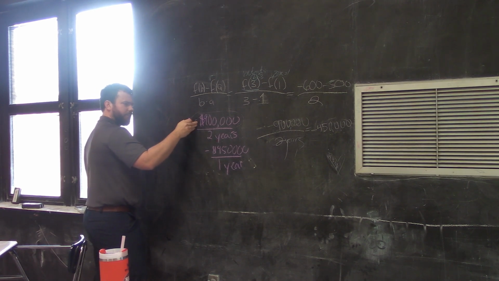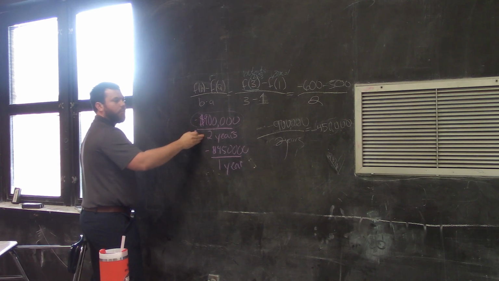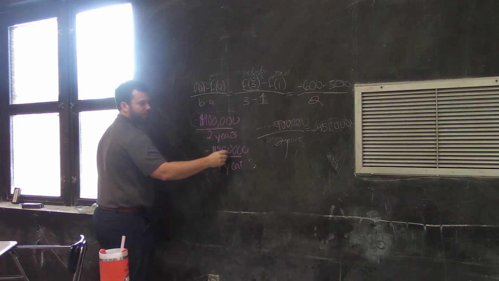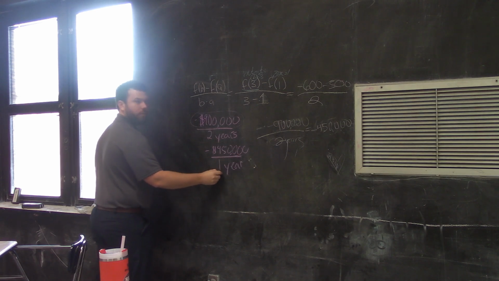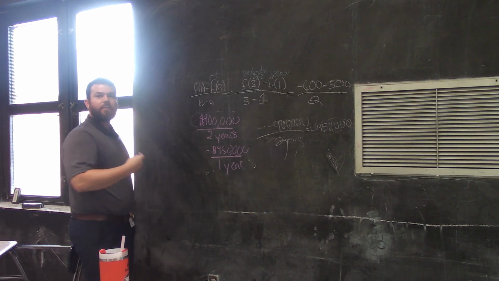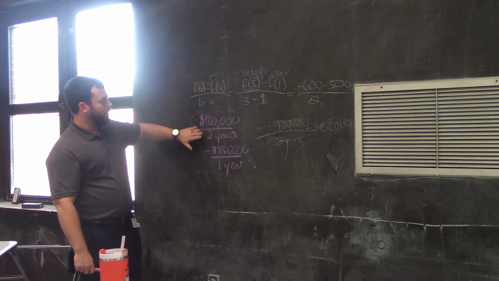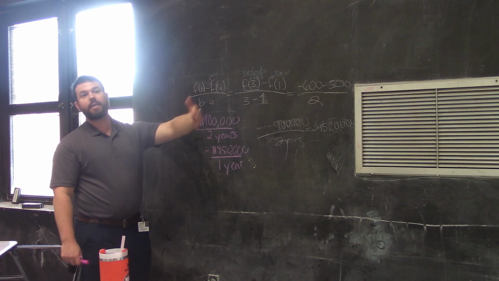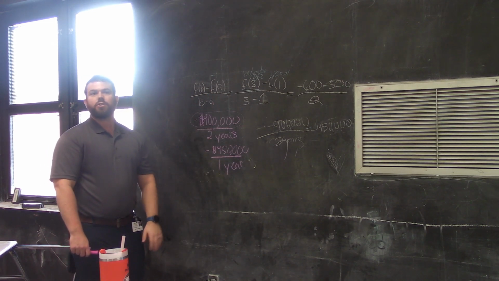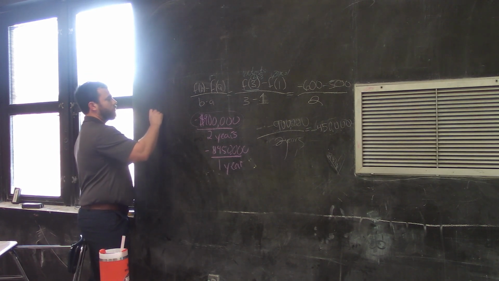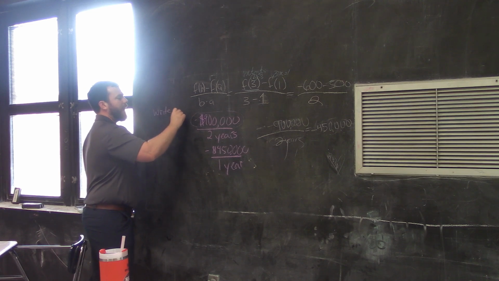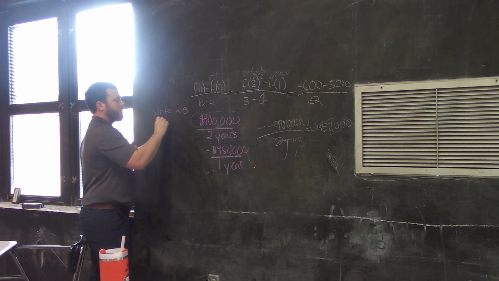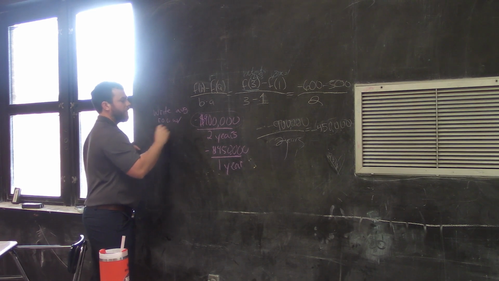And so when we do negative 900,000 per 2 years, when we simplify this, dividing everything by 2, we get negative $450,000 per what? 1 year. And so the average rate of change is $450,000 loss per year from years 1 to 3. That gets us up to the $900,000 loss. So please take the time to write the average rate of change with your units before simplifying.